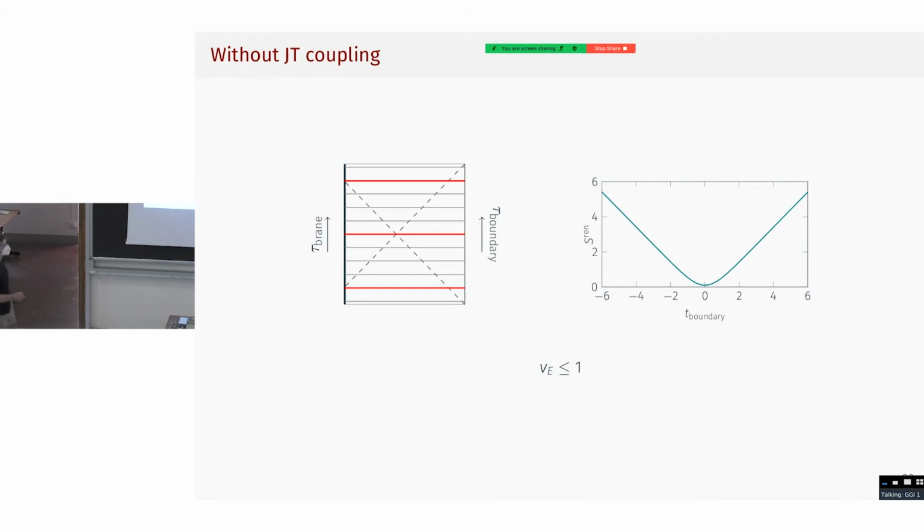And we can look at the renormalized entropy as a function of the boundary time. I've normalized things such that if the slope here is 1, the entanglement velocity is 1. It's fairly easy to see that the entanglement velocity here is bounded from above by 1 and asymptotically approaches 1. So this is a wonderfully consistent state. Great.